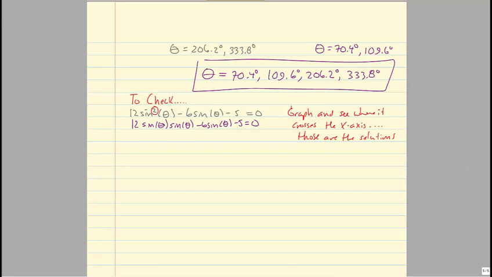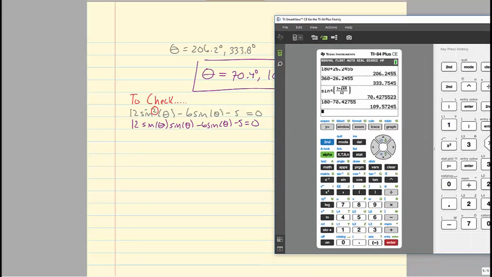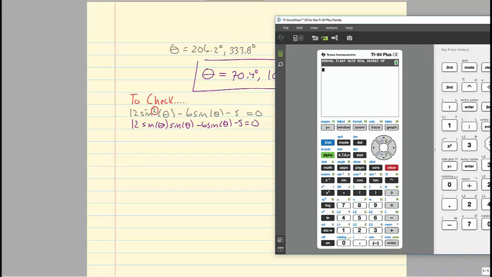So let's go ahead and pull that graph in. So I'm going to clear everything out. I graph by going to y equals. I'm in degree mode up here, which is where I want to be because my problem was solving between 0 and 360 degrees. So I want to graph 12 sine theta sine theta. I'll just use x as my variable. I can use that shortcut key here. Minus 6 sine x minus 5. And again, in order to graph and find where it crosses the x-axis, you really need to make sure this is set equal to 0.